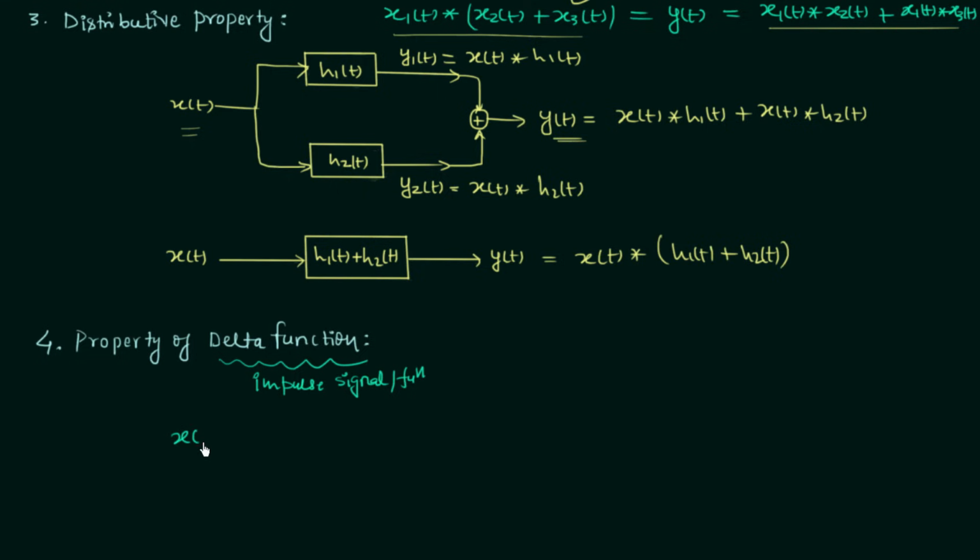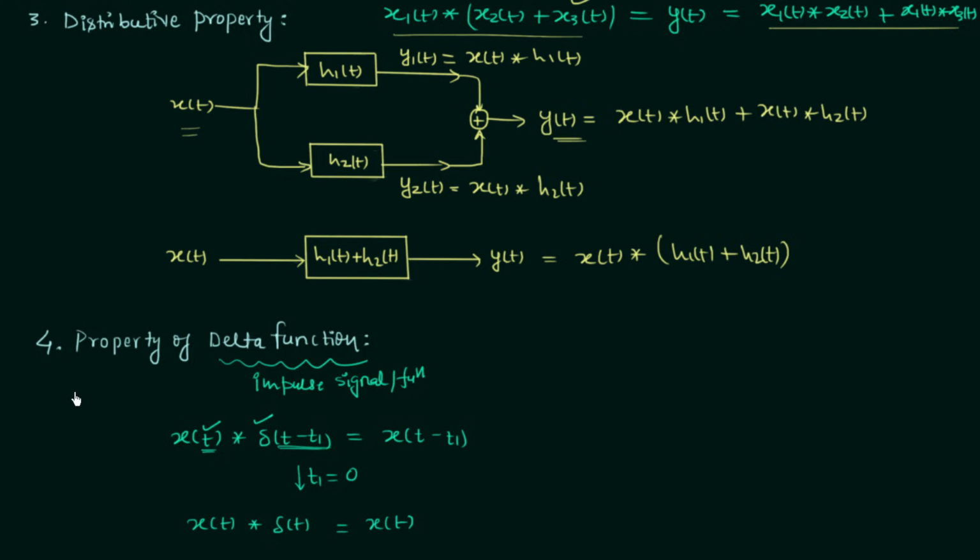If you have signal x(t) and you are convoluting it with delta(t minus t1), then you will have x(t minus t1). To remember this property, simply replace this t by t minus t1. Whatever you have inside the bracket of the delta function, put this t minus t1 in place of t in the signal x(t). So this is one important property. And when t1 is equal to 0 in this property, let's see what we have. When t1 is equal to 0, we will have x(t) convolution with delta(t) equal to x(t).